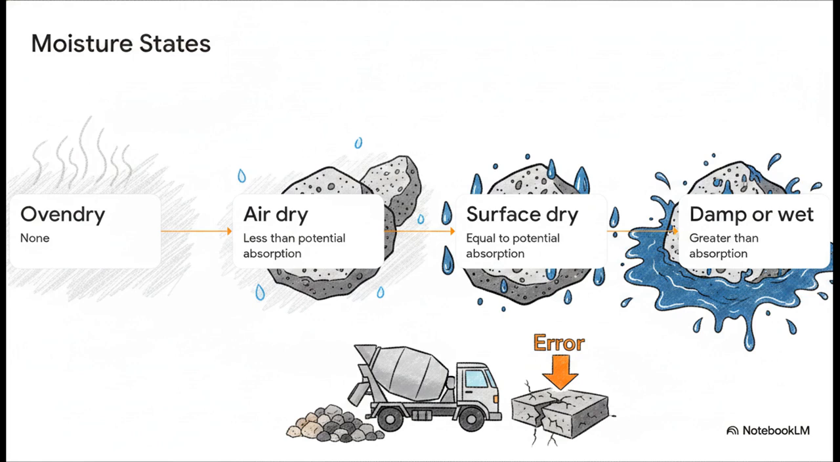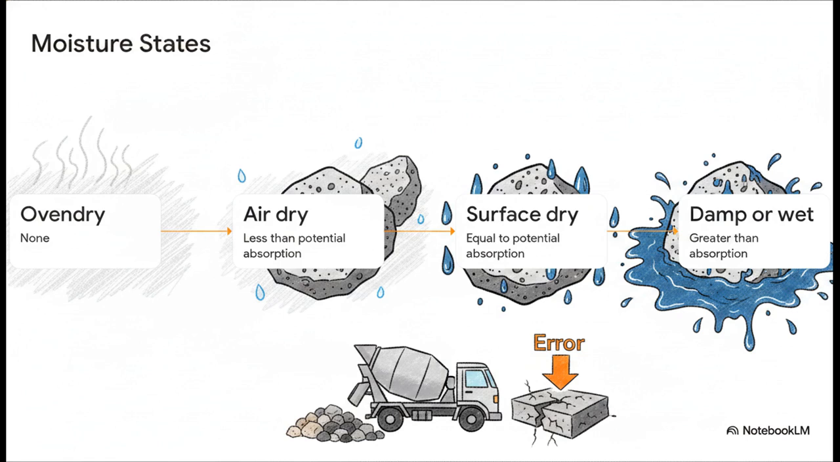First, it can be oven dry with absolutely zero moisture. Second, it can be air dry, meaning it's absorbed some water, but less than its full potential. Third, it can be saturated surface dry, where its internal pores are totally full, but the outside surface is dry. Or fourth, it can be completely damp or wet, carrying excess water on the outside.